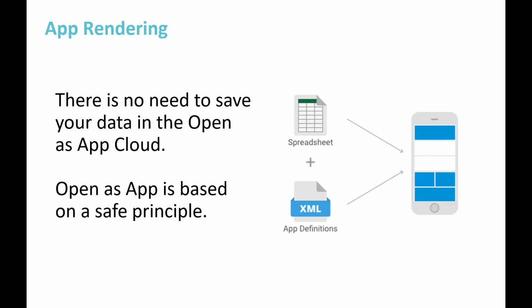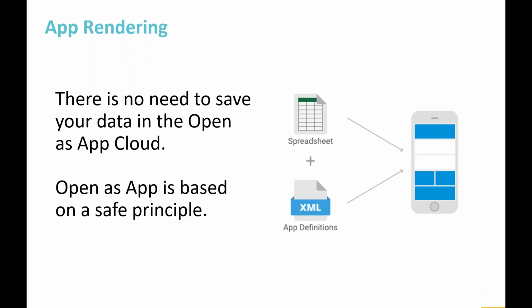OpenSApp then dynamically renders spreadsheet-based apps on the mobile device on demand when the user starts an app. So you do not have to store your data in our Microsoft Azure Europe Cloud. And to design the app layout, only the structure of your Excel is needed, so you can create the app with dummy data and change the data source later on.